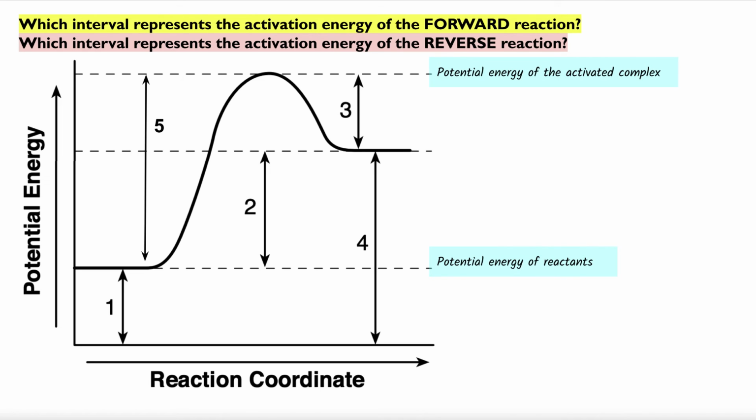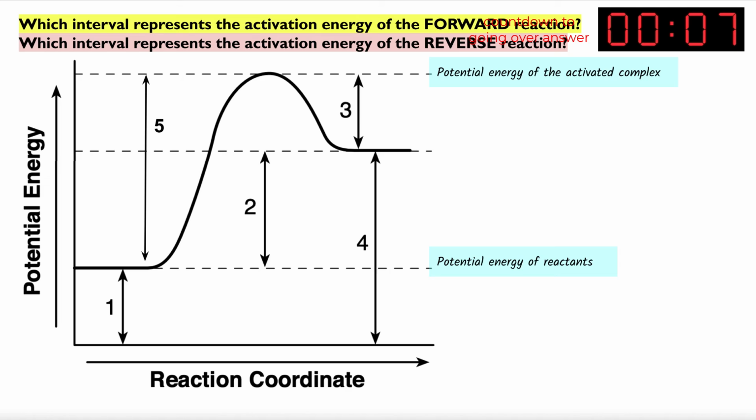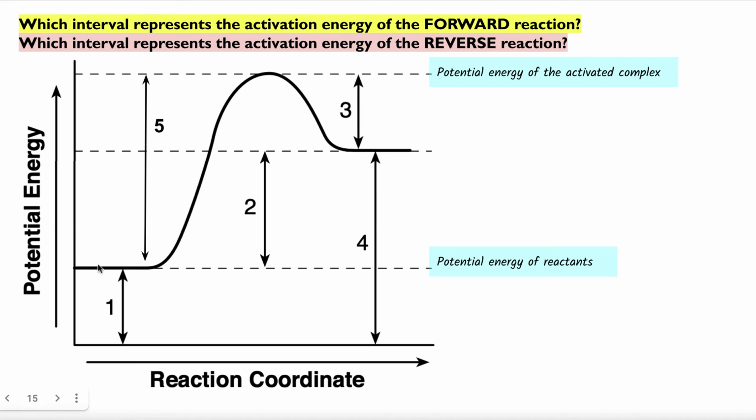Let's try something a little more interesting. So we've got a potential energy diagram. We've got reactants, an activated complex. I want to start with this top question. Which interval represents the activation energy of the forward reaction? So the forward reaction is moving from left to right. So I'm just going to look at interval 5 here, the distance from the potential energy of the reactants to the potential energy of the activated complex. That would be my forward reaction.